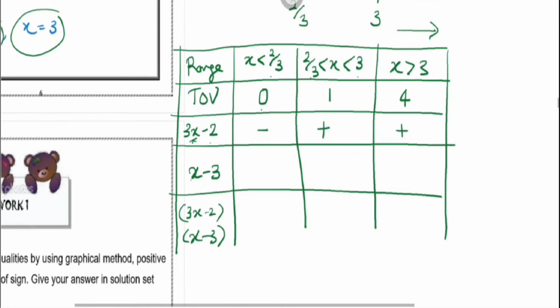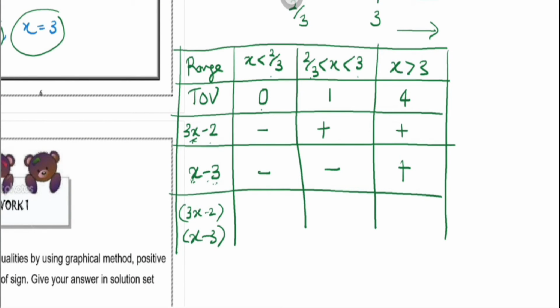Okay, and then same with this factor. We're gonna put 0 minus 3, so we're gonna have a negative number. For this one, we put 1 minus 3, so we're gonna have still a negative number. And then the last one, 4 minus 3, we're gonna have a positive.